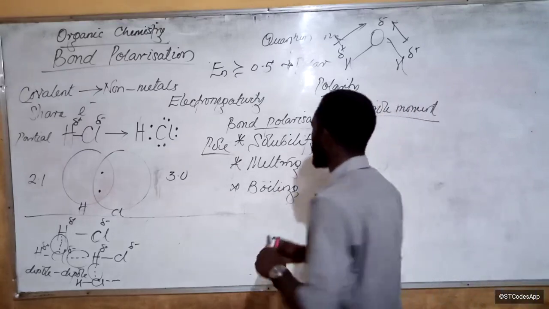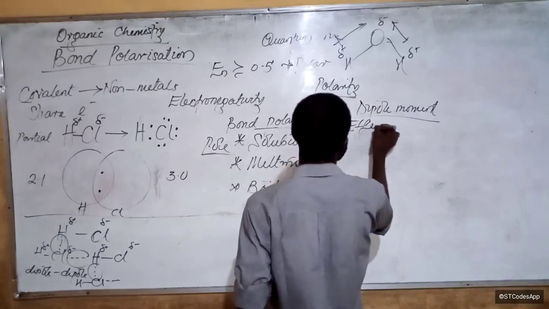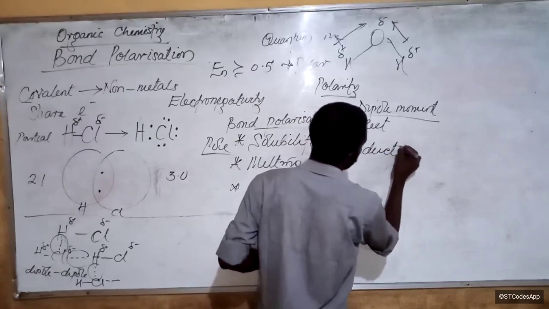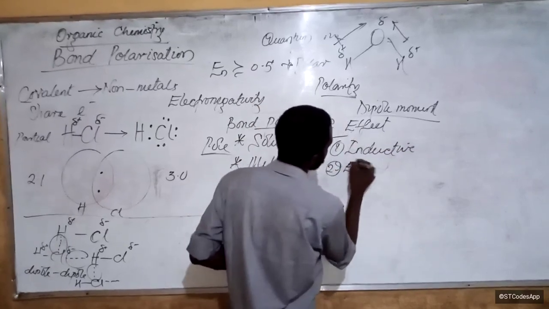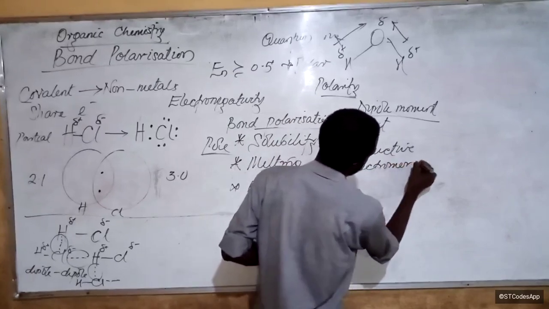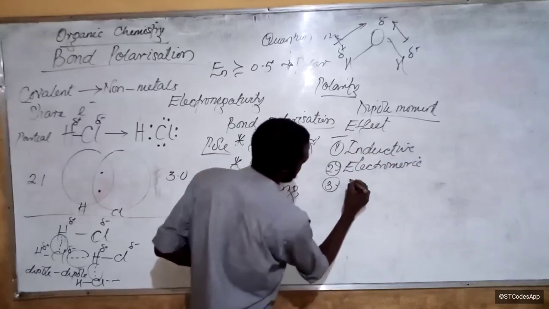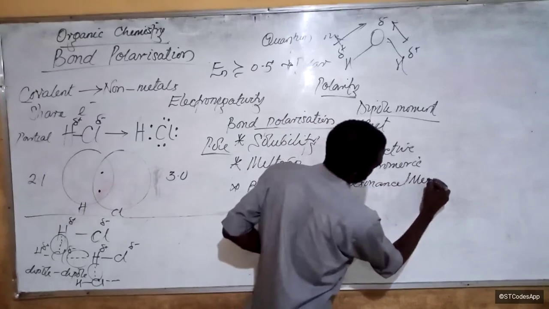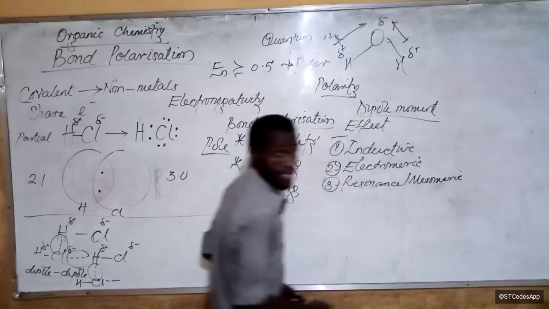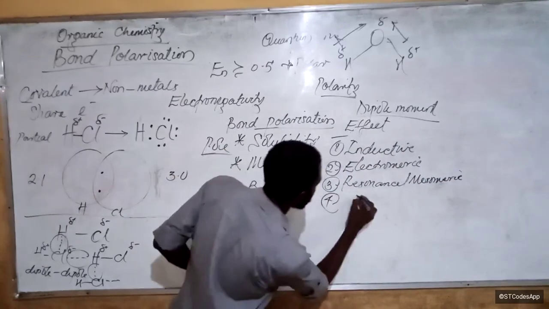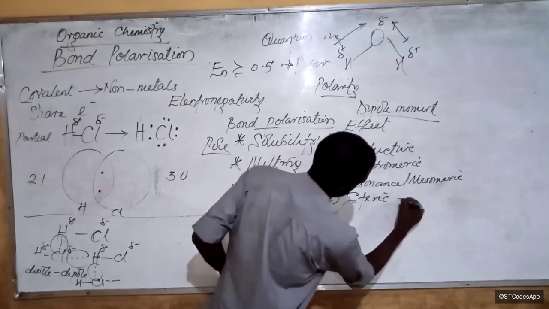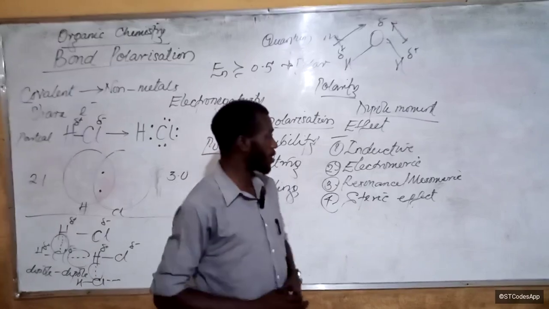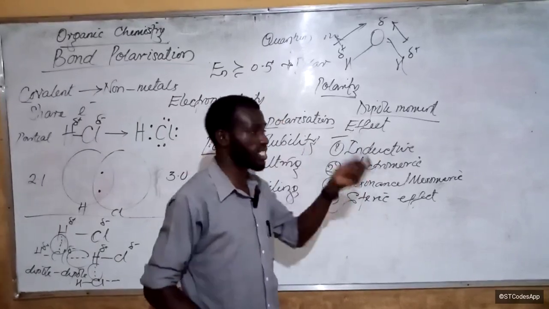Now, what are the effects of bond polarization? Number 1, we have the inductive effect. Number 2, we have the electromeric effect. And number 3, we have the resonance effect. Resonance effect used to be called the mesomeric effect. And the 4th one is the steric effect. In further videos, we are going to discuss all of these effects, starting with the inductive effect.